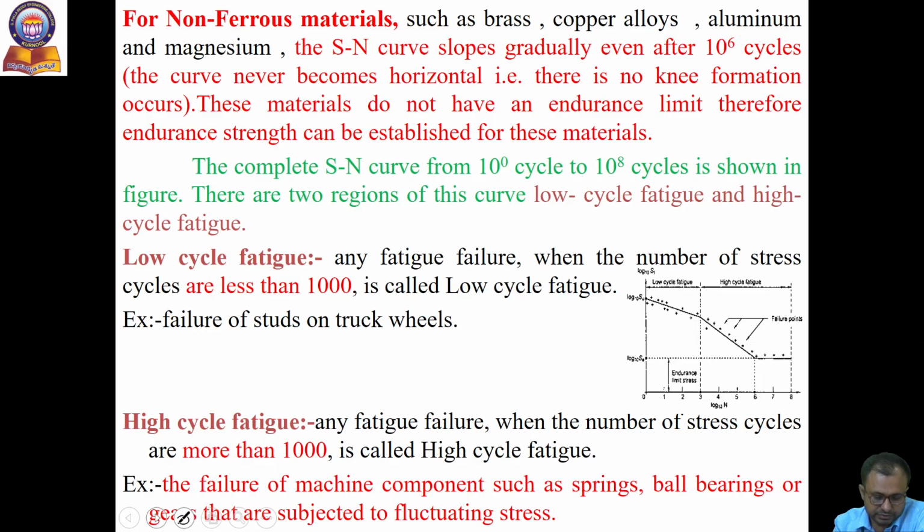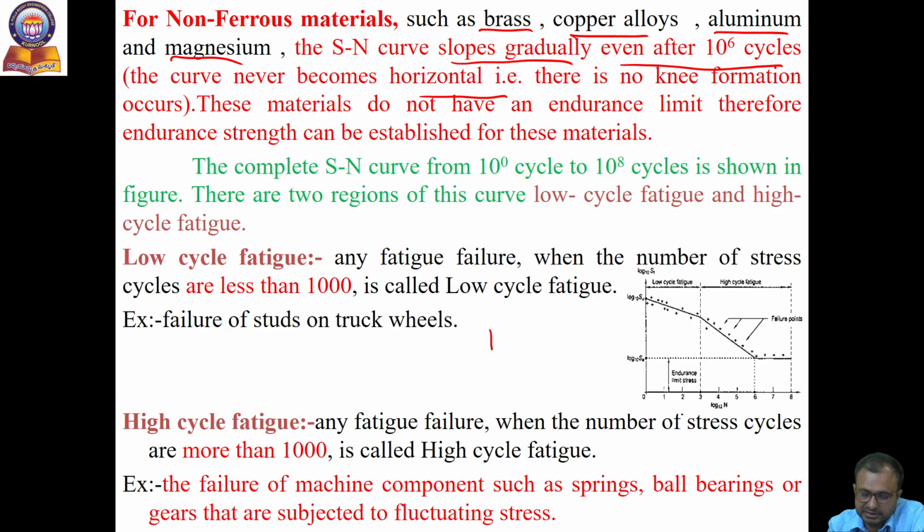Next, we move to non-ferrous materials like brass, copper alloys, aluminum, magnesium. These are the non-ferrous materials. For these, the S-N curve slopes gradually even after 10 to the power of 6 cycles. So the curve never becomes horizontal. There is no knee formation.